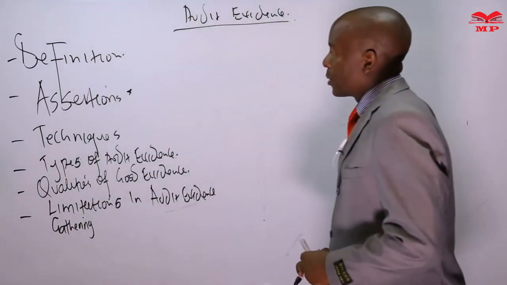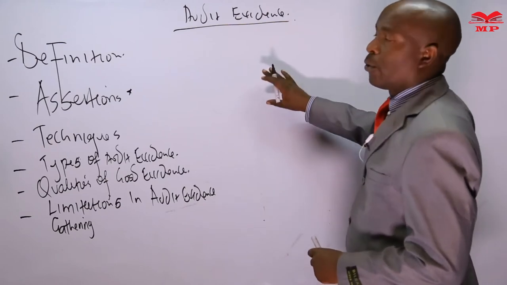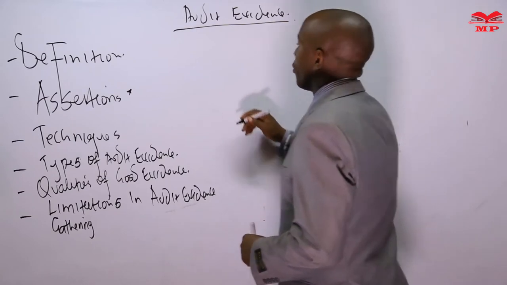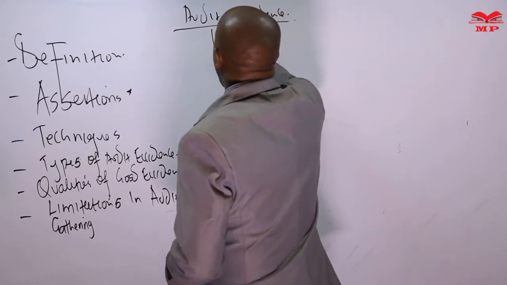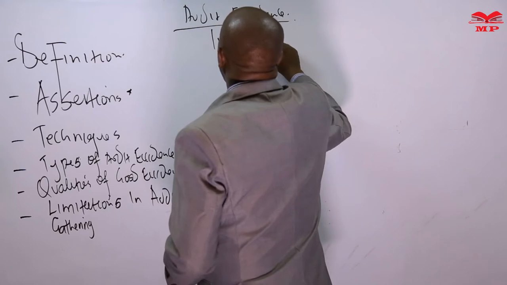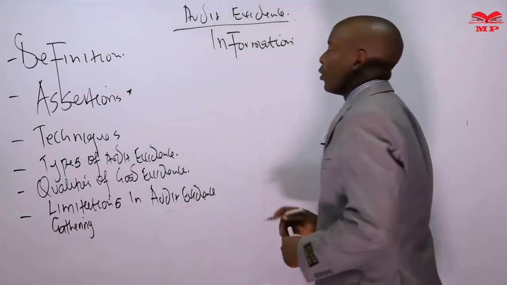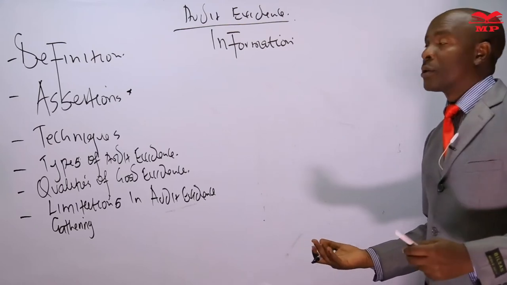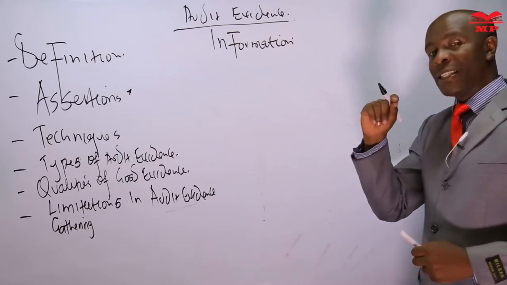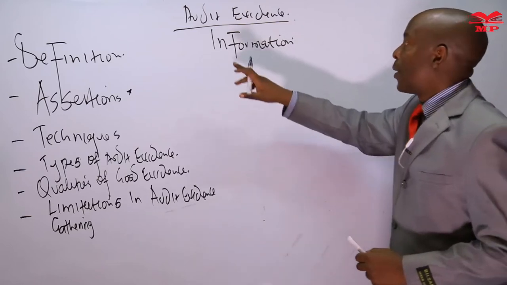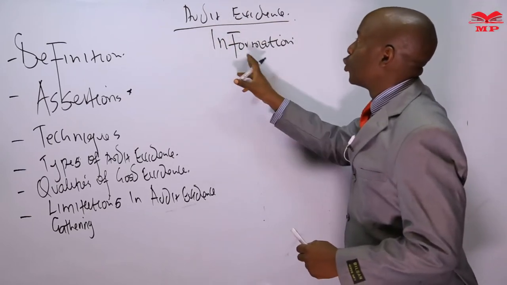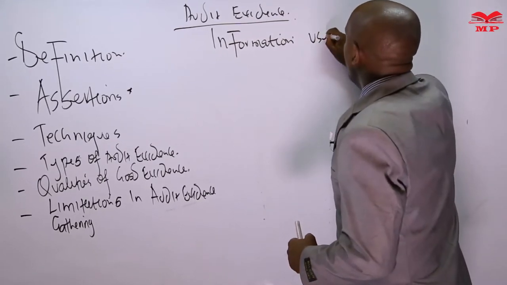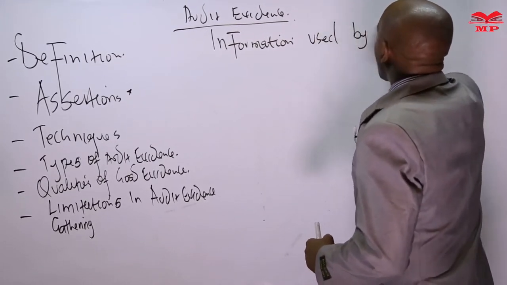So my lesson starts with a definition. If someone asks you what is evidence, the definition is very simple. Just tell the person, this is information. But this information is not to be used in court, neither is it going to be used in an area where we have disputes. The information is used by an auditor. Remember, we are doing audit evidence, and so the information should be used by the auditor himself. So we say information used by an auditor.